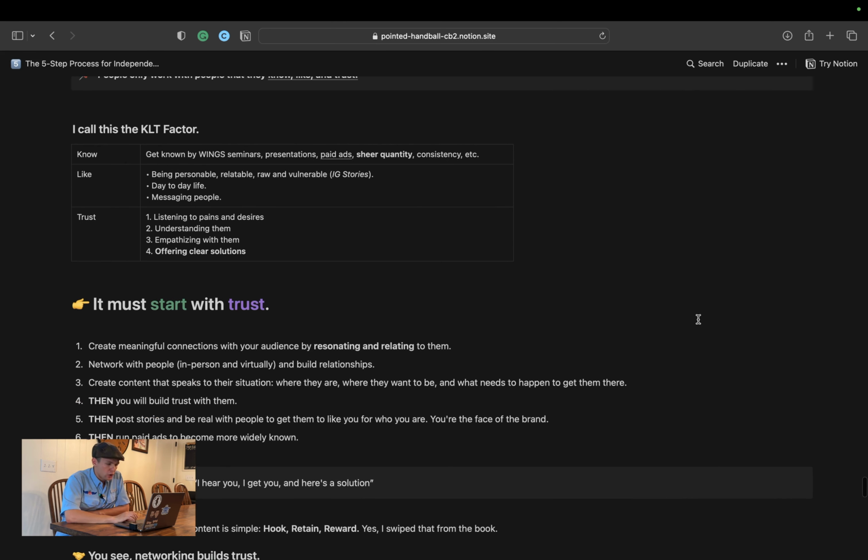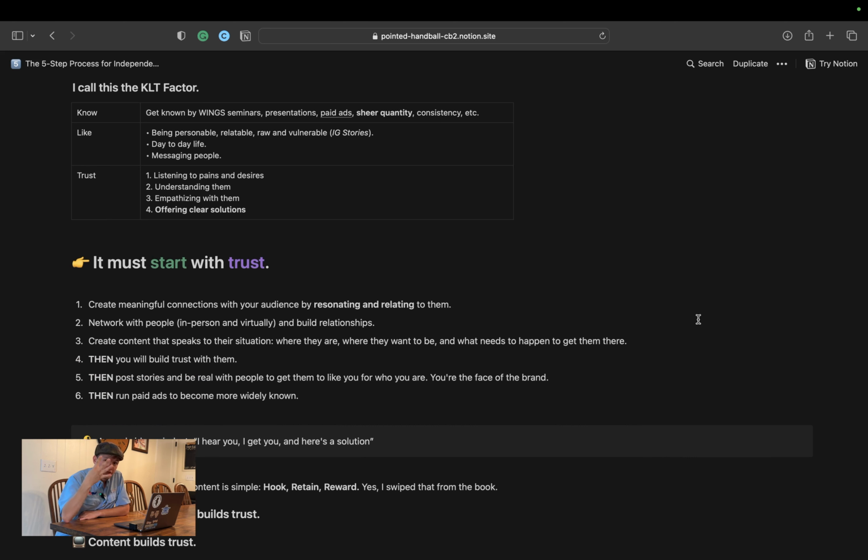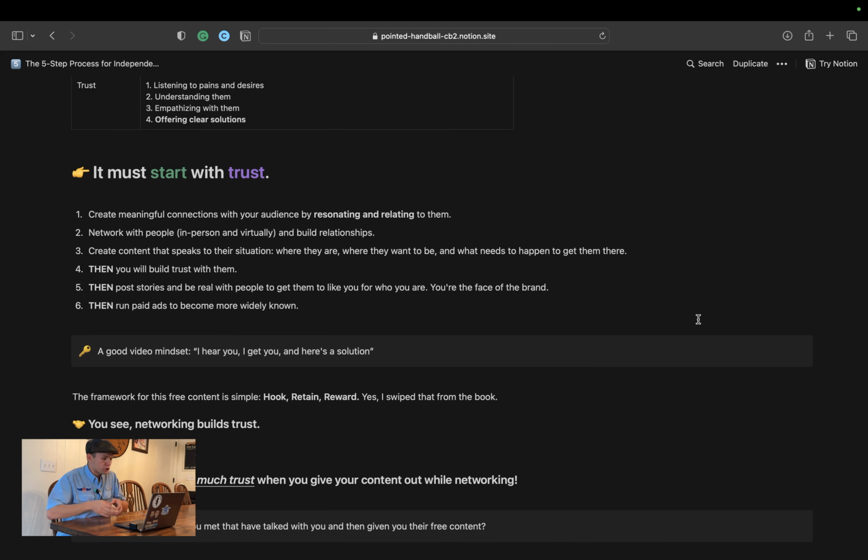Now, it all starts with trust, and trust is formed by four points. Listening to people's pains and desires, understanding them, empathizing with them, and offering them clear solutions. Now, how do we do that practically? It starts with trust. First, create meaningful connections with people by resonating and relating to them. You can network with them in person and build relationships. Create content that speaks to their situation as to where they are, where they want to be, and what needs to happen to get them from where they are to where they want to be. What has to happen to get them from A to B? Then you will build trust with them.